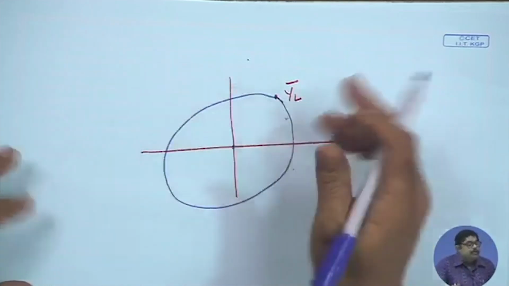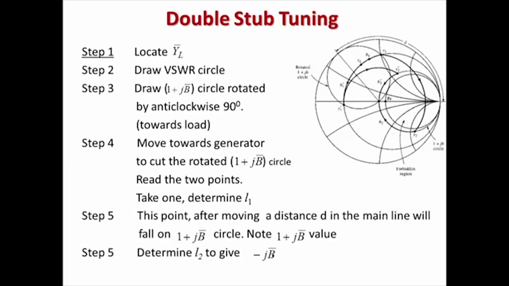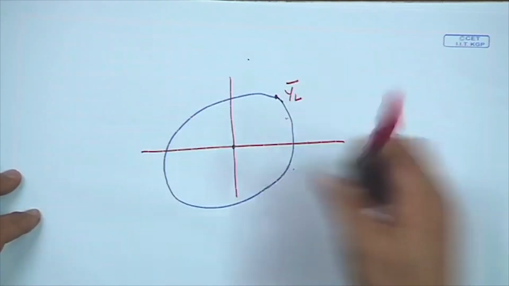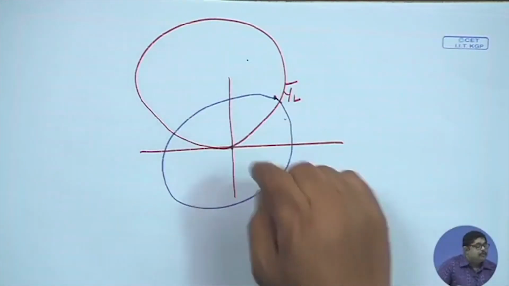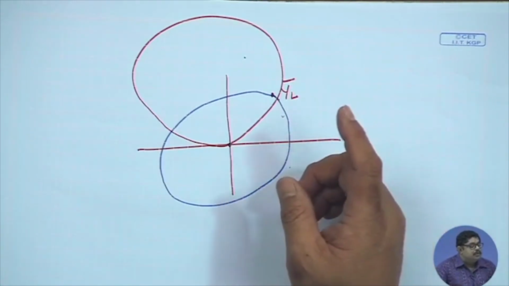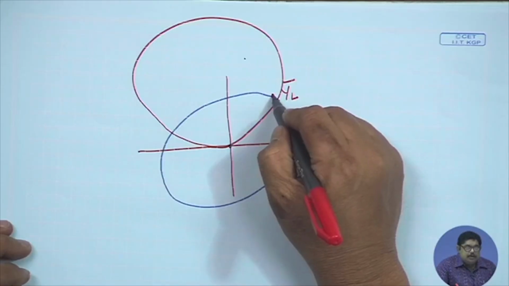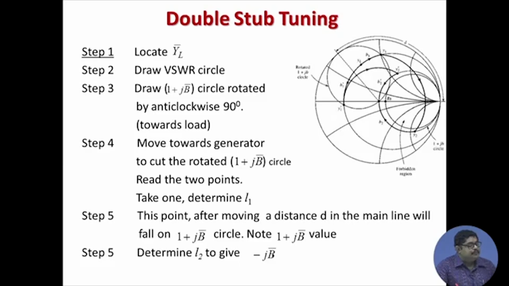Now, if your d is equal to lambda by 8, that means the distance between two stubs is lambda by 8, you make a 90 degree rotation, that will be something like this. Move towards generator to cut the rotated circle. So, from your load point you move towards generator to cut the rotated 1 plus jB circle.